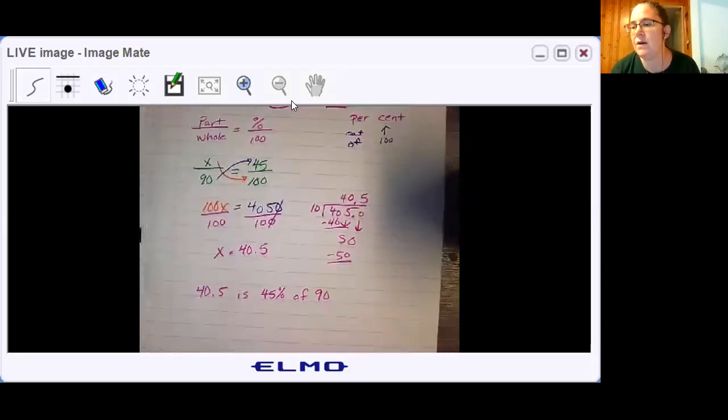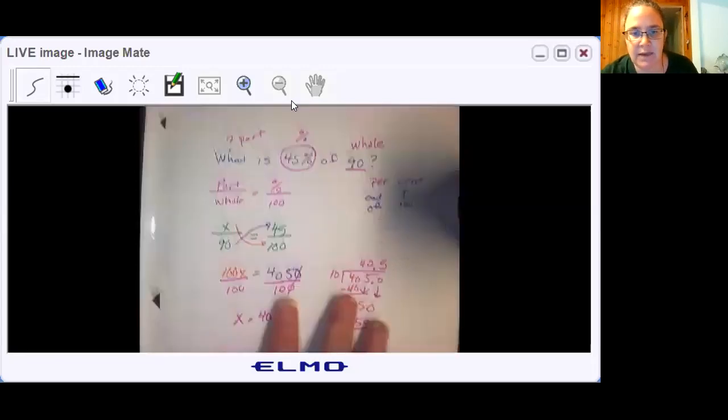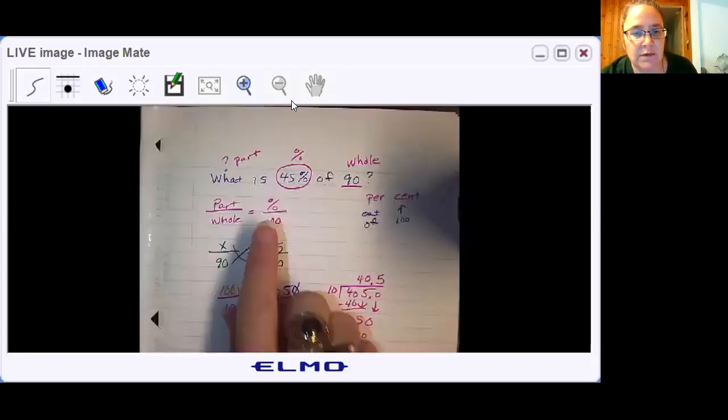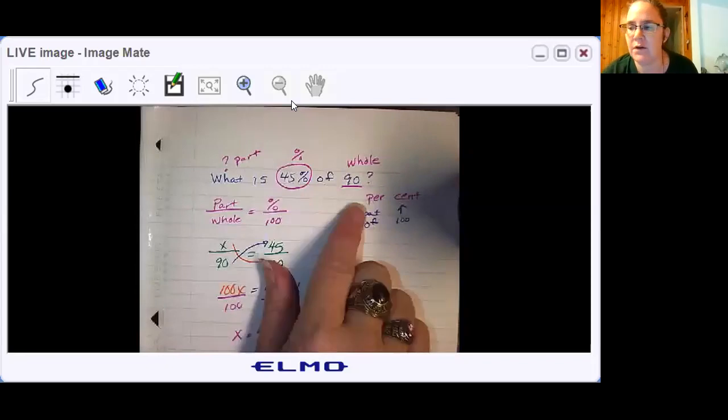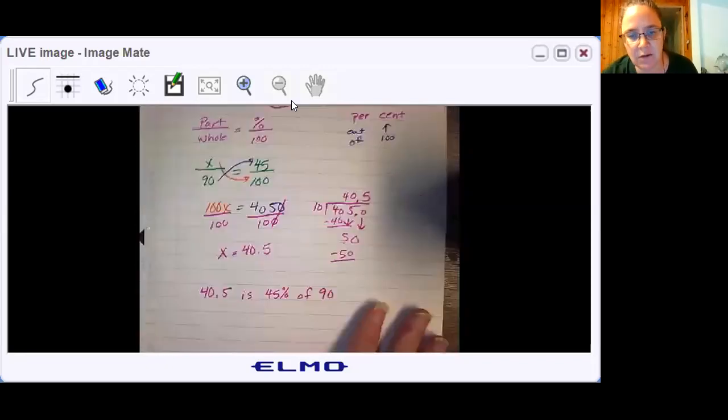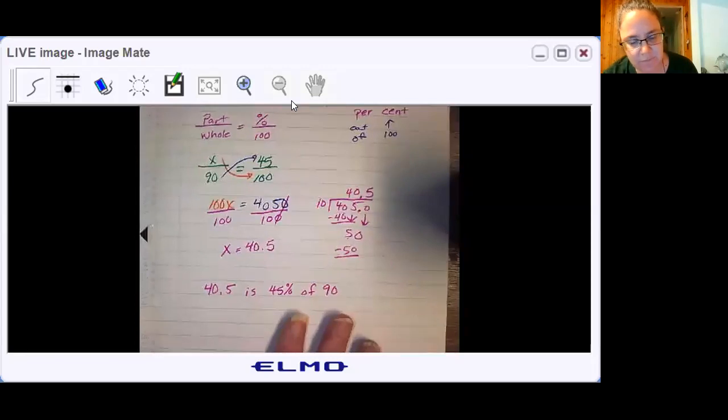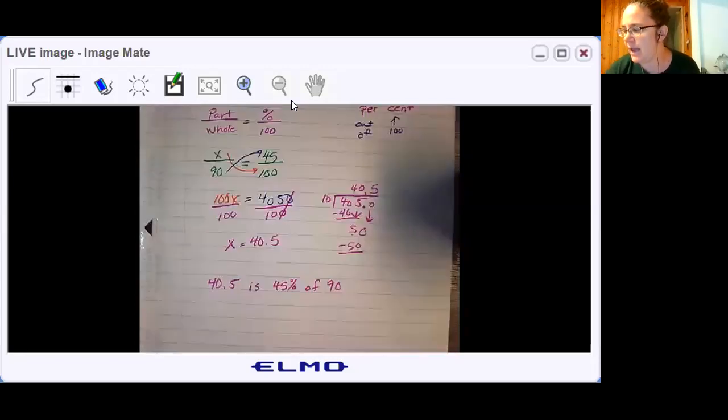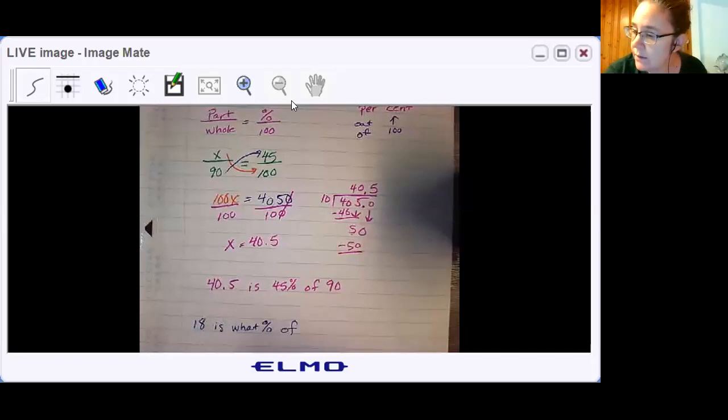So this is how we take every single one of them in bits and pieces. Now, is every question going to be phrased like this? What is some percent of something else? No, it's not. They're going to be phrased different ways. So let's look at how that works. If I have a problem that says 18 is what percent of 40?